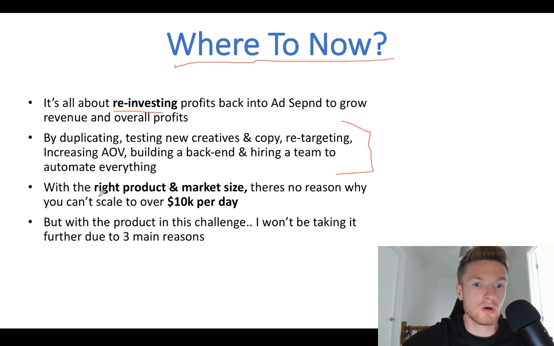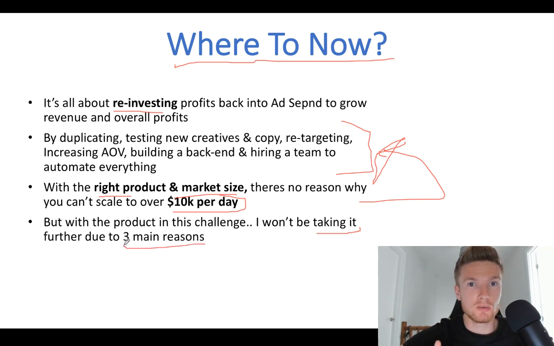And with the right product and market size, there's no reason why you can't scale to over 10,000 per day. So it's all about having a good product with a decent market size, then implementing all these strategies to scale everything up. It's kind of the same with any business really. You find an initial product that works and then you have to really just scale everything up, and it gets a bit more tricky. But with the products in this challenge, so the massage pillow, I won't be taking it any further, and this is for 3 main reasons.